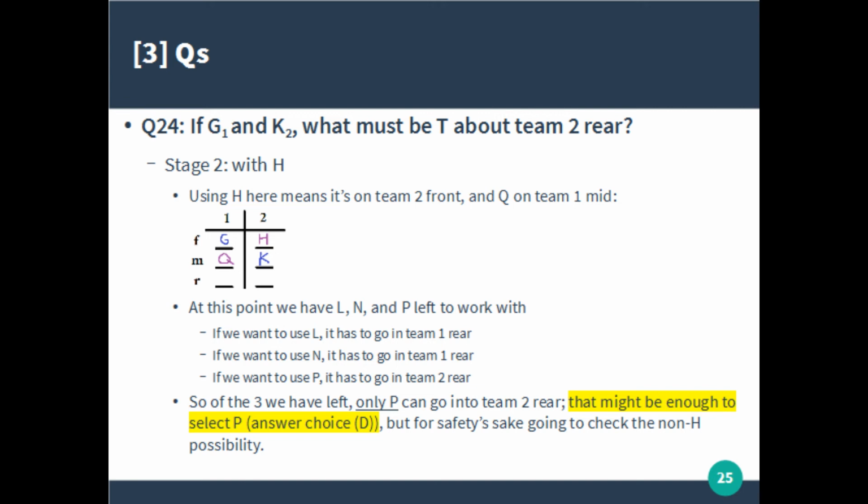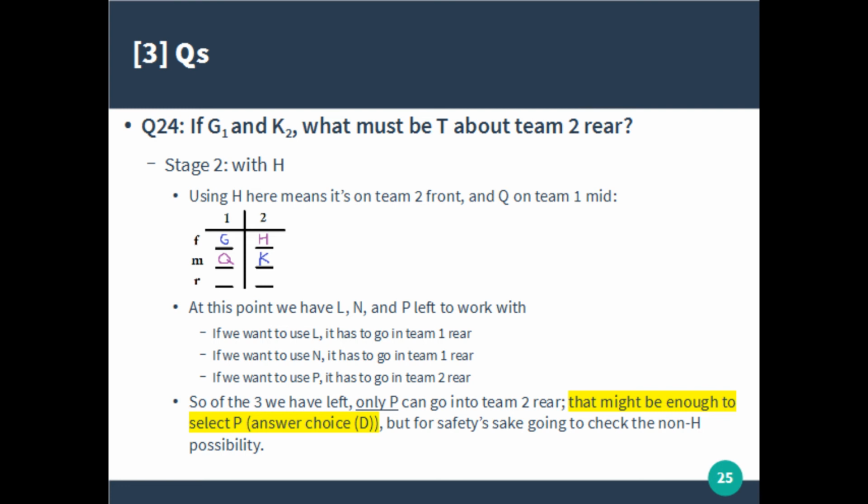And at this point, to fill these last 2 spots, we have 3 entities left to work with, L, N, and P. If we want to use L, the only place we can go at this point is in the Team 1 rear spot, because again, L, according to the rules, can only go into Team 1. So if we wanted to use L, it has to go there. If we wanted to use N, it also has to go in Team 1's rear spot because we can't have K and N share a team, so N would be kicked out to Team 1 if we wanted to use it. And finally, when we get to entity P, which is our third and final option for filling in these 2 blank spots, this is the one that can go in Team 2, and in fact it has to go there because Q is in Team 1, so P has to go in Team 2.